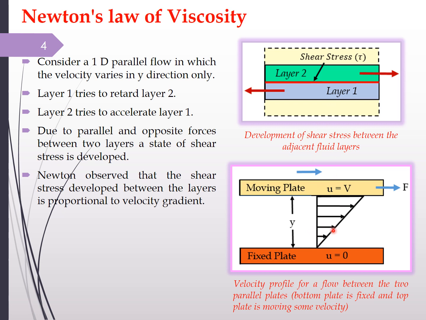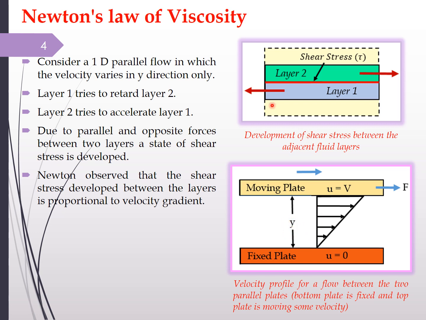You can see this is the distance between the two plates, denoted by y, and it is a case of one-dimensional flow because the velocity variation is only in one direction, that is in y direction. Here the local velocity will be 0, and here the local velocity will be equal to the velocity of the moving plate with which it is moving. Newton observed that the shear stress developed between the layers, and there are different numbers of layers over here, is proportional to the velocity gradient. Velocity gradient means the change in velocity divided by the change in vertical distance.